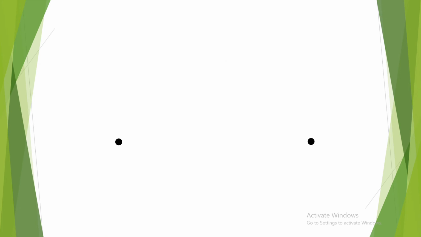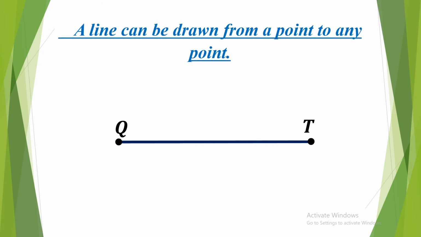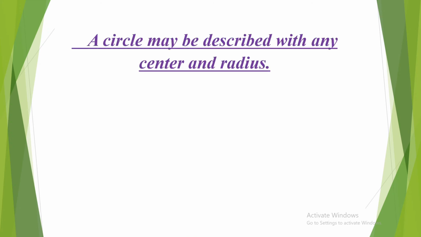We have here 2 points, points Q and T. Now, given this point Q, we can draw a line to point T. So, given the 2 points, we now have a line. So, the first postulate is a line can be drawn from a point to any point. Another postulate is a circle may be described with any center and radius.